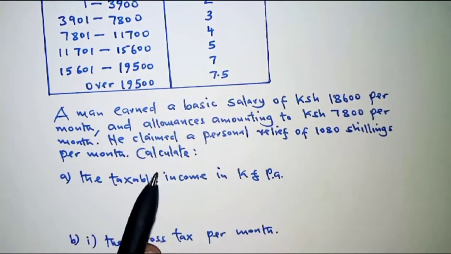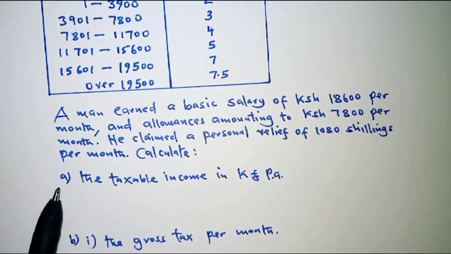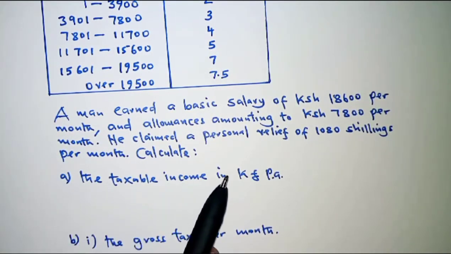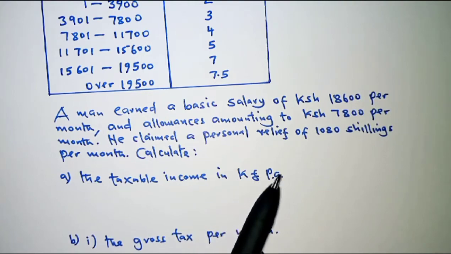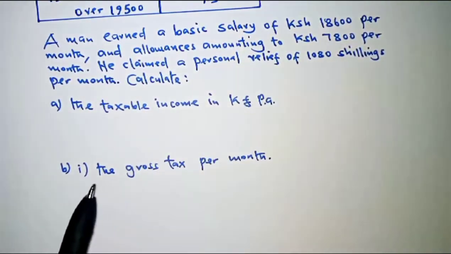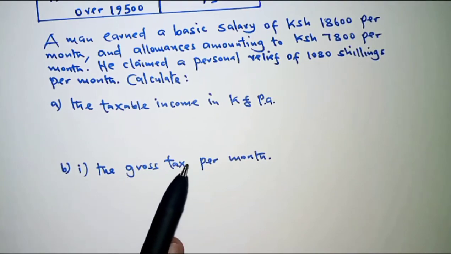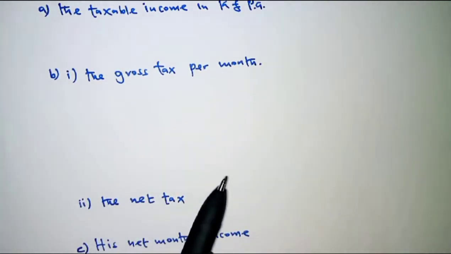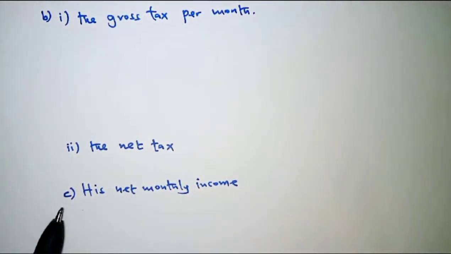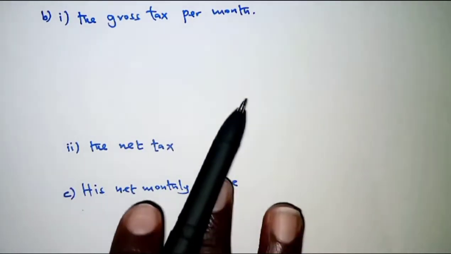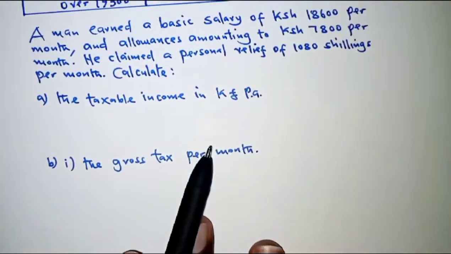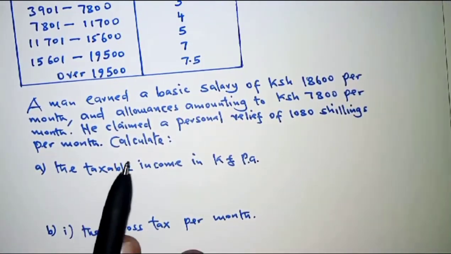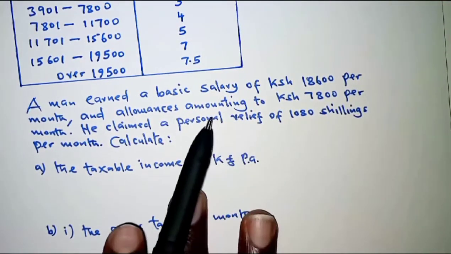Then calculate A, the taxable income in Kenyan pounds per annum. B, Roman 1, the gross tax per month. And then Roman 2, the net tax. And finally part C, his net monthly income. So write to the first part, the taxable income in Kenyan pounds.